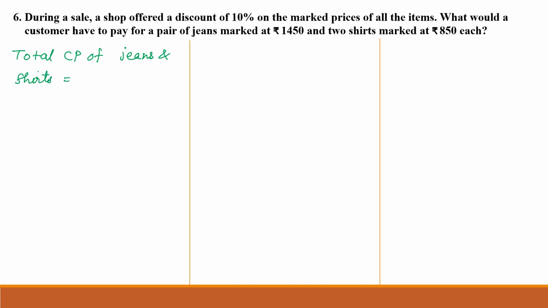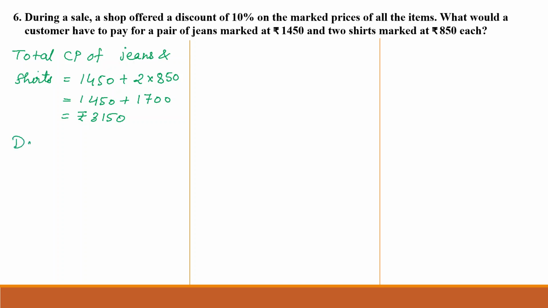So the pair of jeans is marked as 1450, so it will remain as it is, and shirts are marked 850 each, and there were two shirts, so it will be twice of rupees 850, and then we add. It will be 1450 plus 1700, and then it gives us the value as rupees 3150, and then the discount is given, so we will calculate.